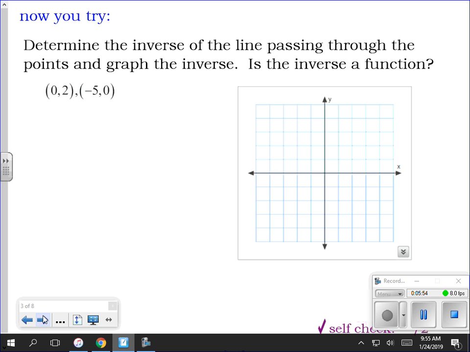So the inverse of the point 0, 2 is 2, 0. The inverse of the point -5, 0 is 0, -5. And so I'm going to go ahead and do 0, 2, and 2, 0, and -5, 0, and 0, -5. I went and plotted the original and its inverse.